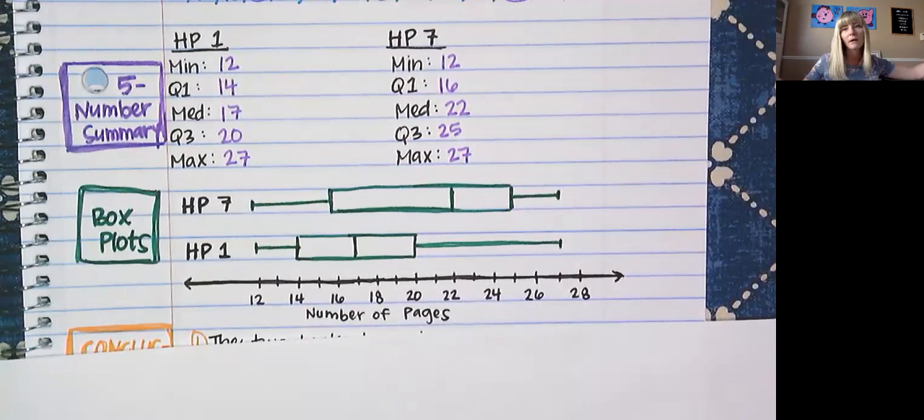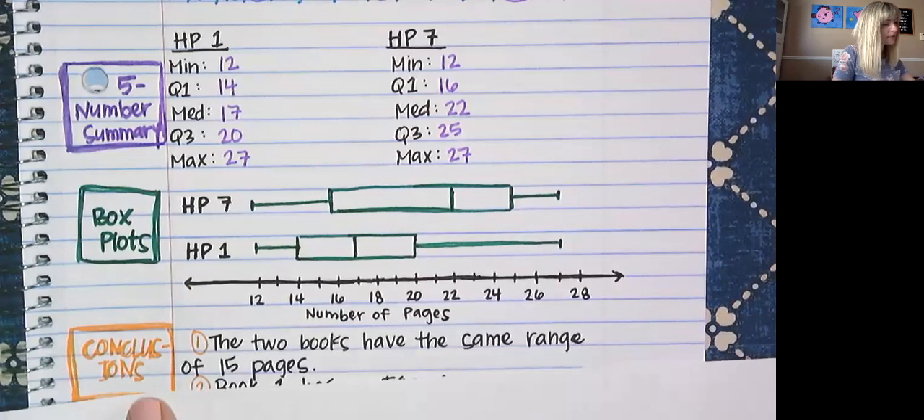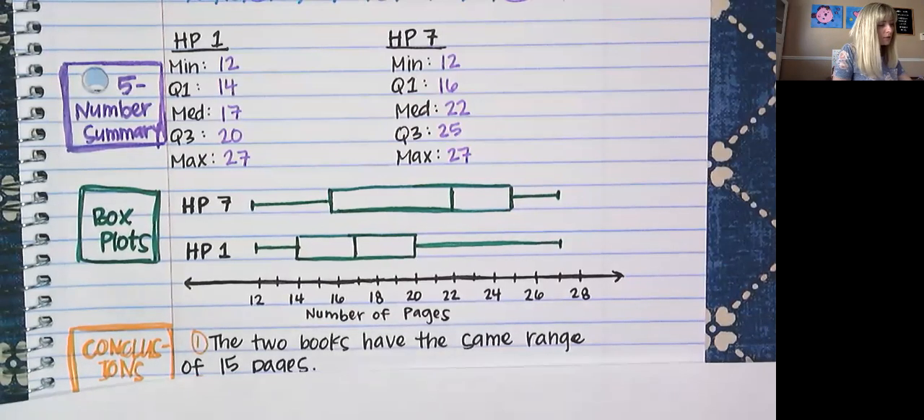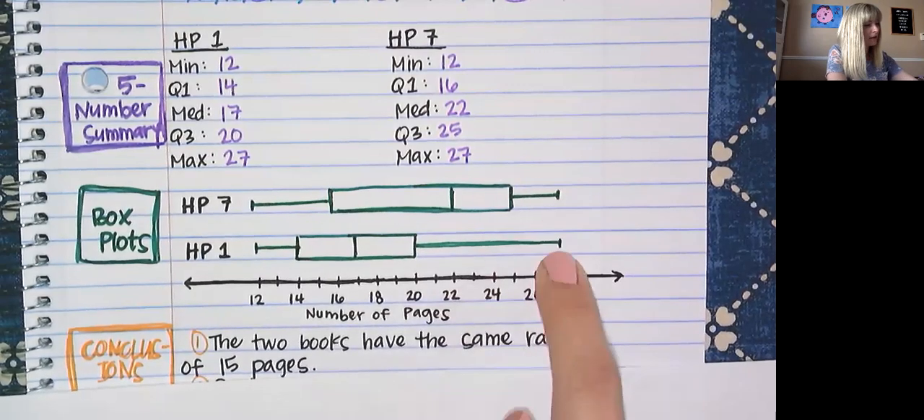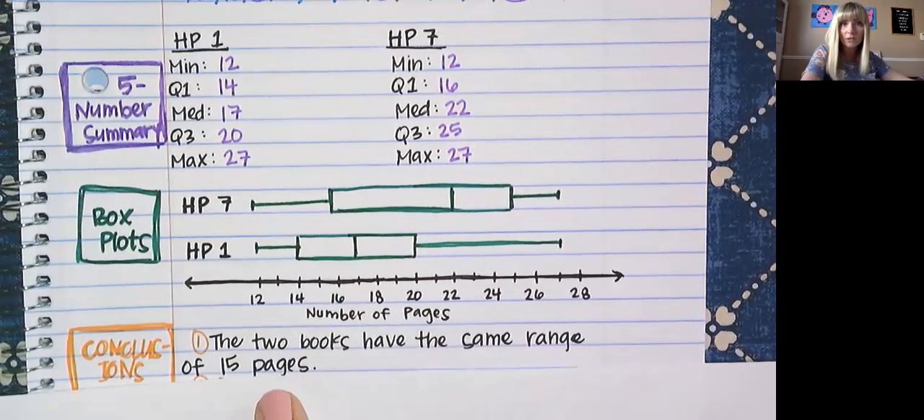You were interested in comparing the length of the chapters in Harry Potter 1 to Harry Potter 7, and what does this show me? What do I see here? So I'm going to put conclusions here. And the first conclusion I had is that the 2 books have the same range of 15 pages, 27 minus 12. They have the exact same range. So that's kind of interesting.